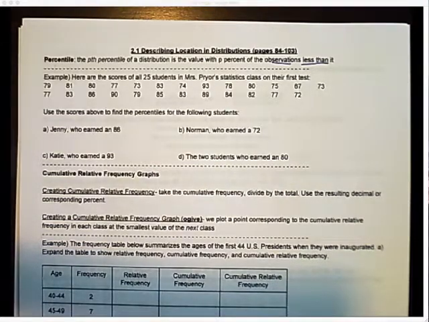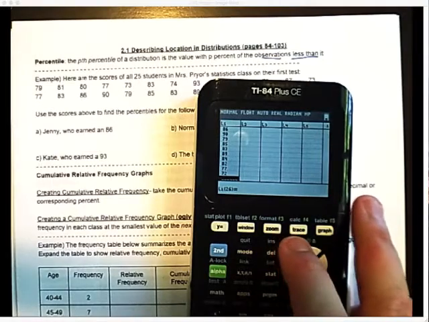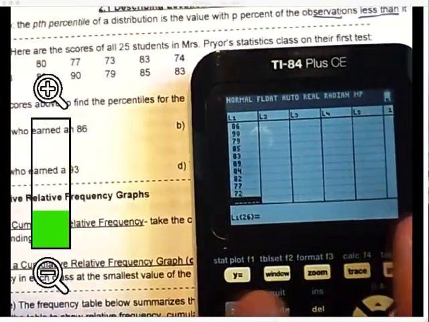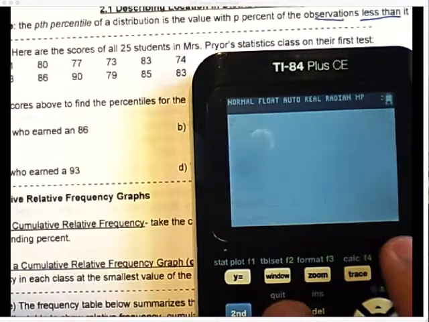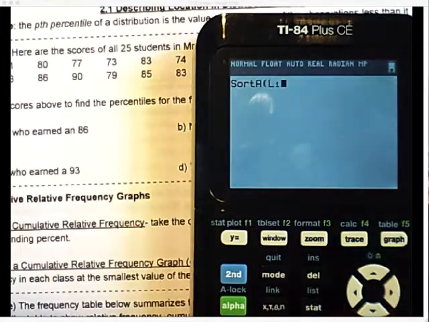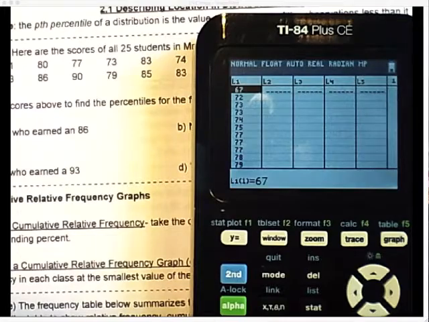What I did before I started the video is I put this data into list 1. Now remember, our calculator can sort these for us. So I put all the data in. Now I'm going to sort the list. So I'm going to go stat, sort ascending, calculator, take all the data in list 1 and sort it ascending. And it'll say done. Now I'm going to go back under my lists, and now it's going to put them in order from least to greatest.